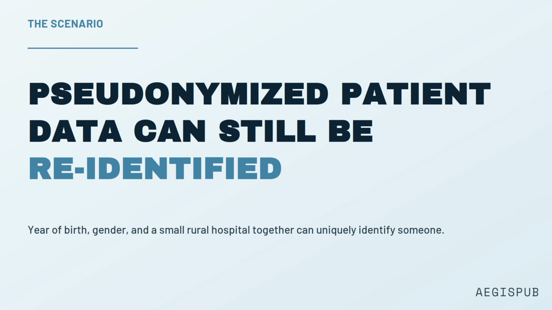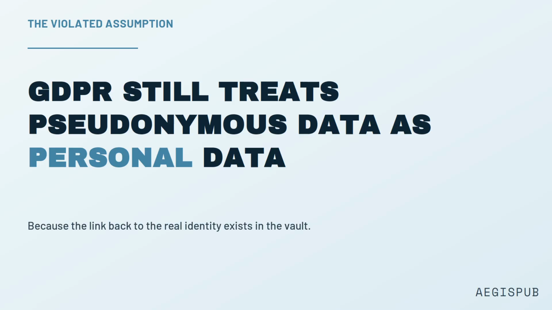The second step is to understand the upstream assumption that has been violated. The design assumed that pseudonymization was sufficient, that removing the real name and replacing it with a UUID made the data non-identifying. GDPR does not share this assumption cleanly. It treats pseudonymous data as still being personal data, because the link back to the real identity exists in the vault. And more practically, the combination of quasi-identifying fields creates a re-identification risk that the UUID substitution does not neutralize.